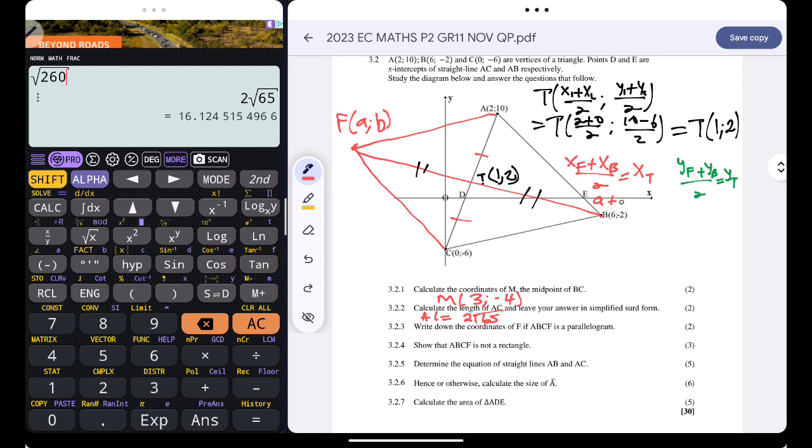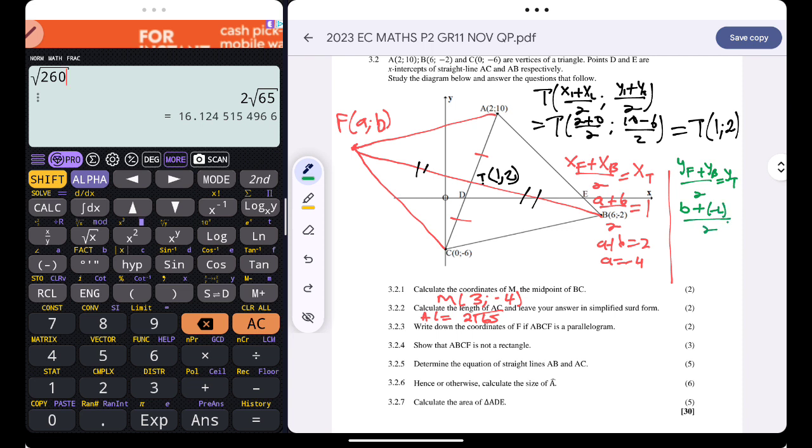A plus 6 all over 2 is equal to 1. Right? So that means I'll just cross multiply. I'll have A plus 6 is 2. Then A is negative 4, right? And then for y, I did say that the y value at F is B, and then the y value at B is negative 2, all over 2. This will give me 2. When I cross multiply, I'll have B minus 2 is equal to 4. Then B is equal to a positive 6.